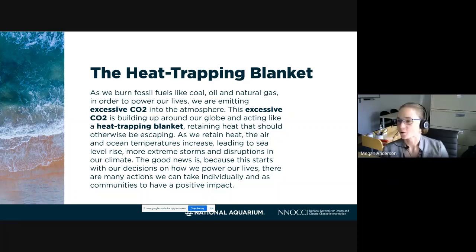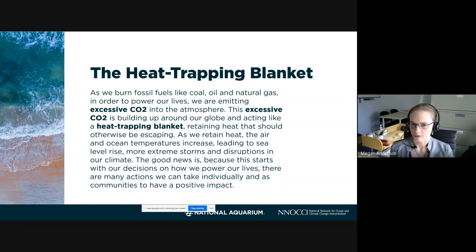As we burn fossil fuels like coal, oil, and gas in order to power our lives, we are emitting excessive carbon dioxide into the atmosphere. And this excessive carbon dioxide is building up around our globe, acting like a heat-trapping blanket, retaining heat that should otherwise be escaping. As we retain heat, and you'll notice the chain there, the air and ocean temperatures increase, leading to sea level rise, more extreme storms, and disruptions in our climate. The good news is that because this starts with our decisions on how we power our lives, there are many actions we can take individually and as communities to have a positive impact.